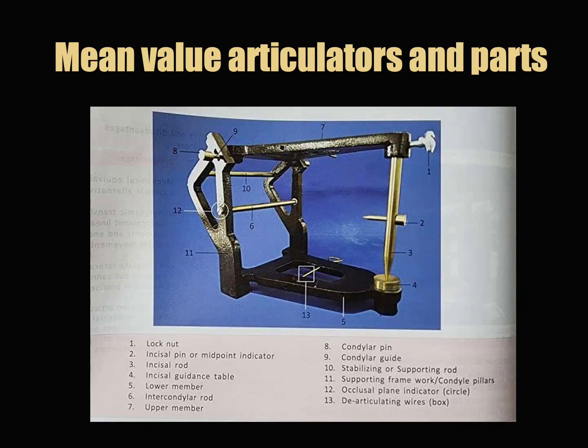This is a picture which shows you the mean value articulator, which is the most commonly followed articulator. The parts of the mean value articulator are: this is the upper member, this is the lower member, and we have the incisal rod with the incisal pin. This is the incisal guidance table. This is the part which represents the condylar element, and then we have the occlusal plane indicator, and this rod is used for stabilizing, preventing the upper member from falling down while articulation is being done.